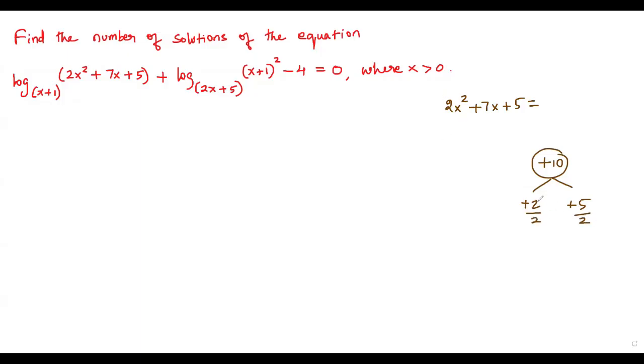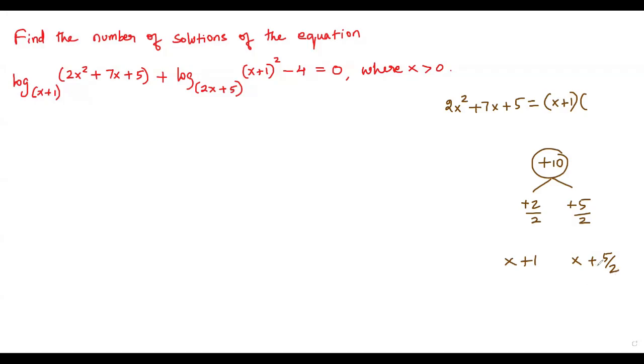Okay, let me do it. When I divide this 2 by 2, I'm getting +1 over here. This 5 is not divisible by 2, so we can write this +5 over 2 as it is. Now let me take x over here and x over here. This x + 1 is one of the factors of this quadratic expression. Let me write it.